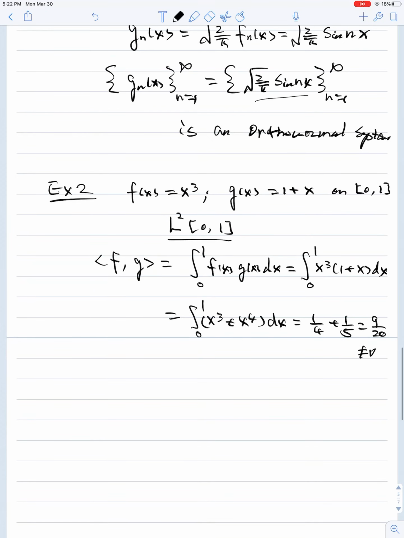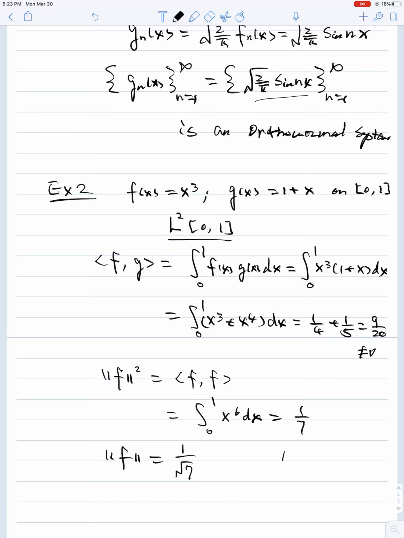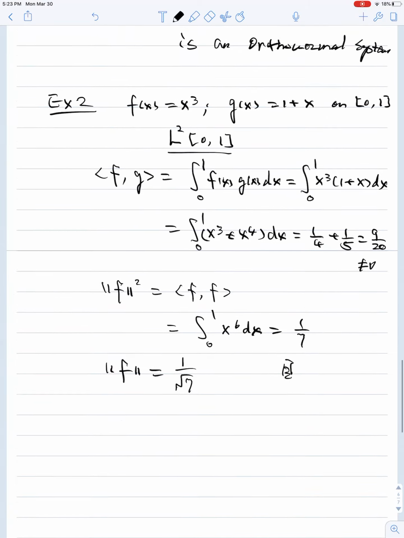On the other hand, you can also calculate the norm of f. What is the norm of f? The norm squared of f is just the inner product of f with itself. So that is the integral from 0 to 1 of f times f, which is x to the 6th dx. So it's 1 over 7. You take the square root of both sides, so the norm is 1 over the square root of 7. So that is this example.